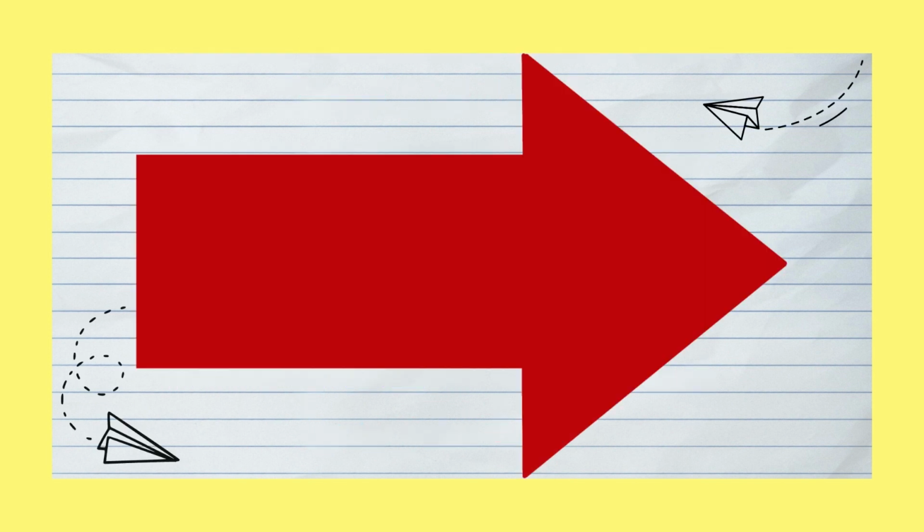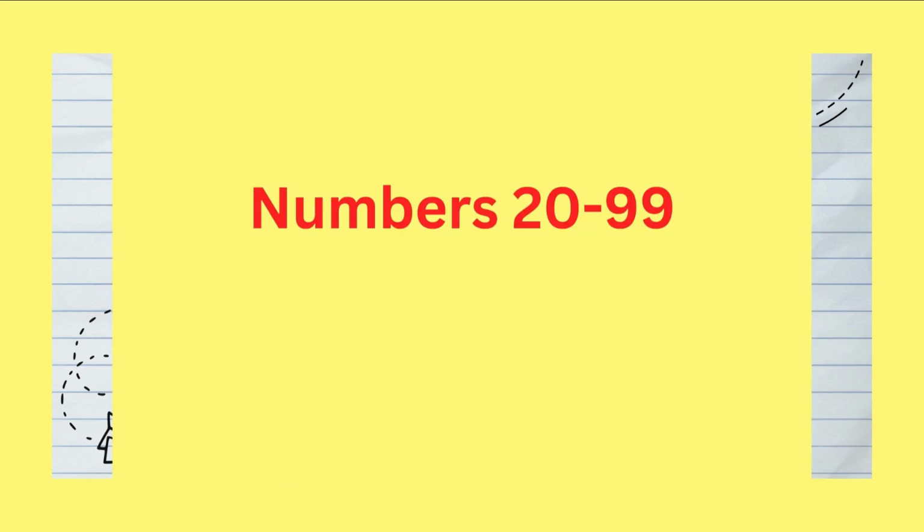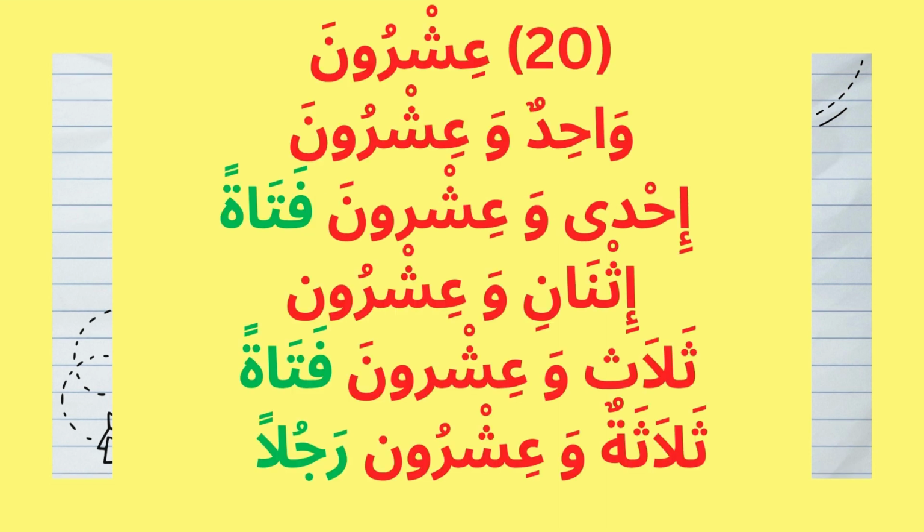So we're going to move now to numbers 20 to 99. Again, they're the same as 11 to 19 because they take the singular accusative. I'll just show you how to make numbers like 20, 30, 40, 60, 70. Basically, you take the ones and you make them plural. So 10, 20, you add the un to make 20. 3, you drop the ta and you add un to make 30.